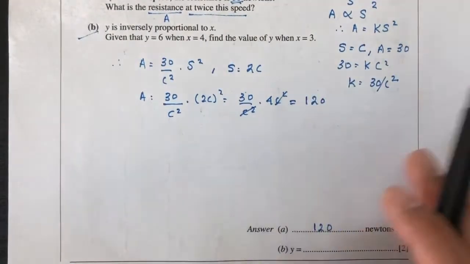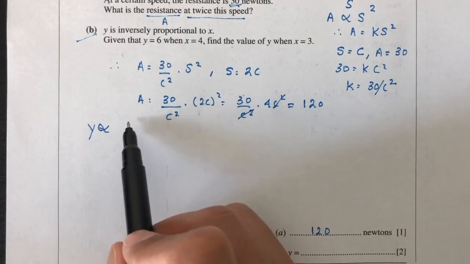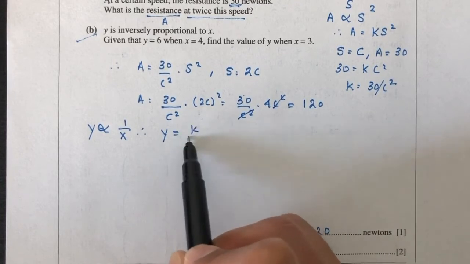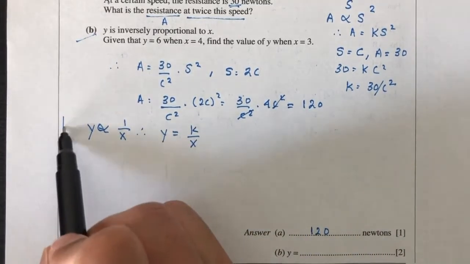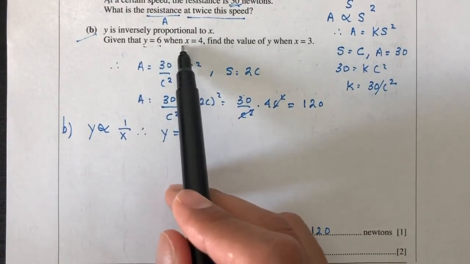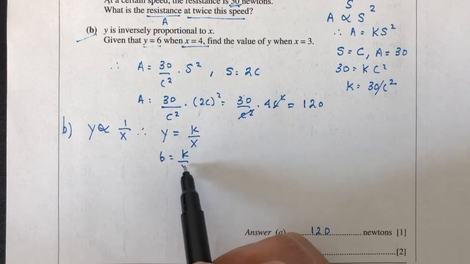Now for part B, we have Y is inversely proportional to X. So this will give me Y equal to K over X. That's for part B. Now given that Y equal to 6 when X equal to 4, so Y equal to 6 when X equal to 4.